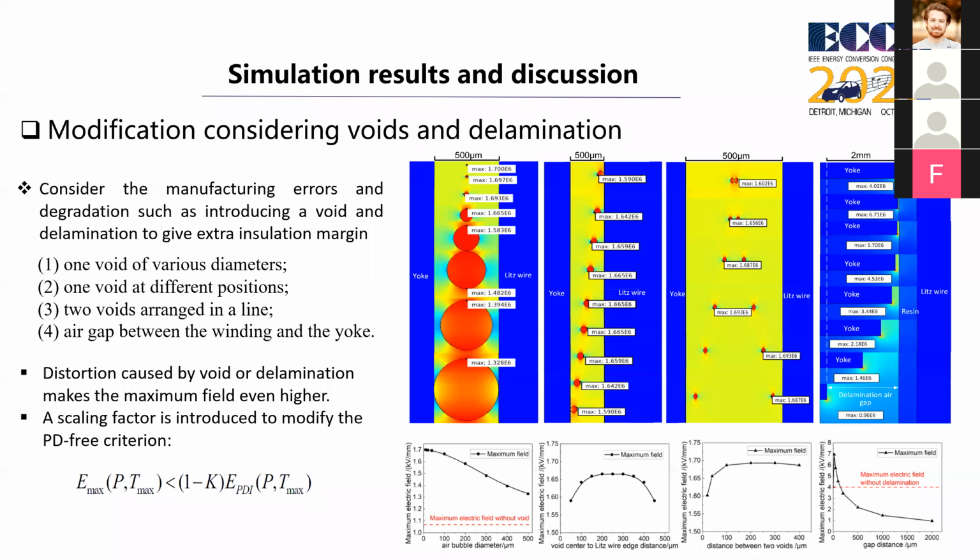We can see the introduced defects generally distort the local electrical field, and the smaller the void, the more distorted the local electrical field. And the local field is even more distorted if the void is located in the middle. Regarding the air gap introduced by delamination, the smaller the thickness of the air gap, the more distorted the local electrical field. So based on the simulation results, we introduce a scaling factor K. It is added to modify the PD-free criterion as shown in the left equation.